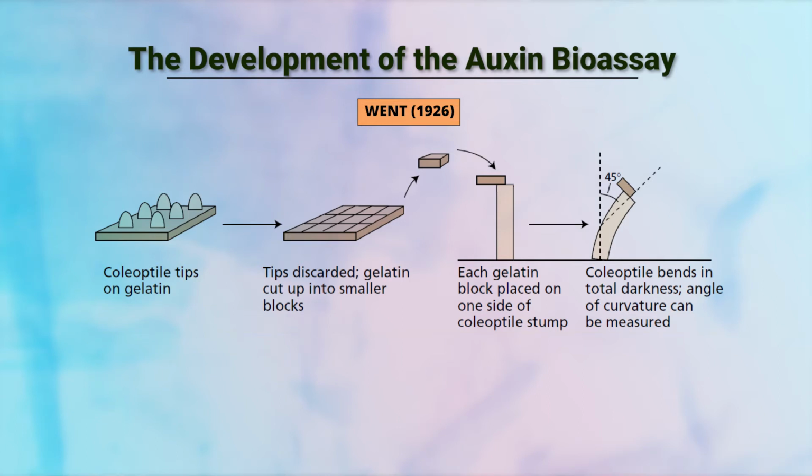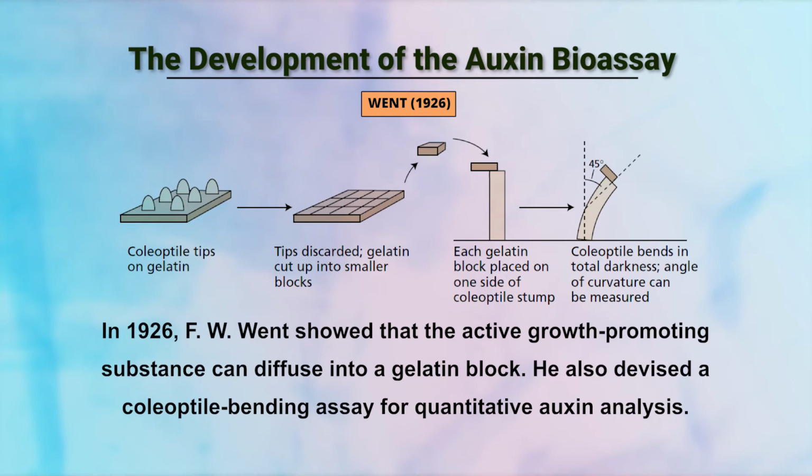This clearly proves that the growth stimulus was present in the tip, it diffused into the gelatin block, and finally from the gelatin block it diffused into that side of the stump. Now, if Went used more coleoptile tips, then finally he had more bending. That means this bending is proportional to the amount of growth stimulus present in the gelatin block, which originally came from the tips.